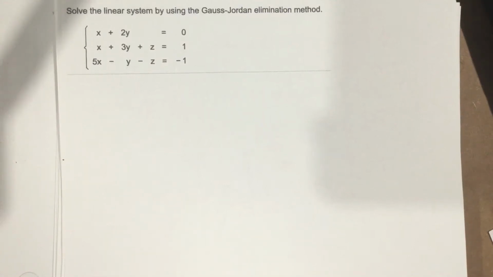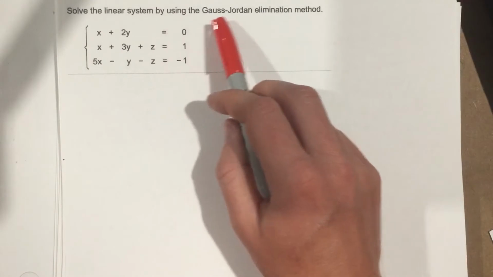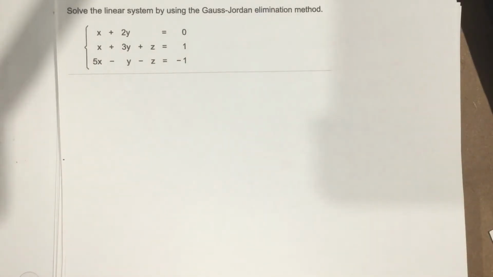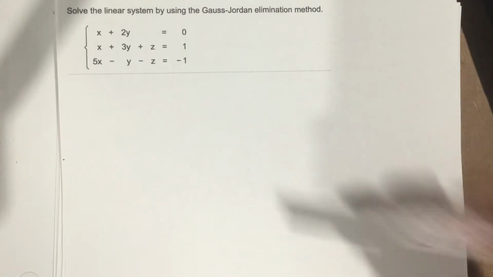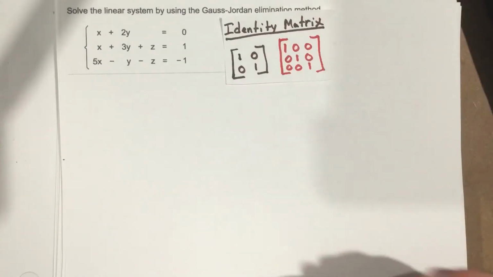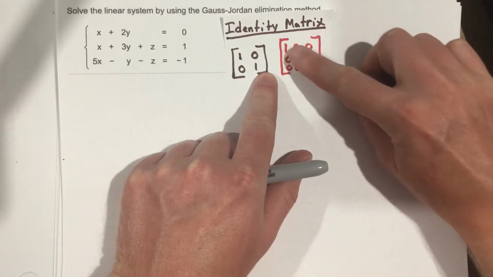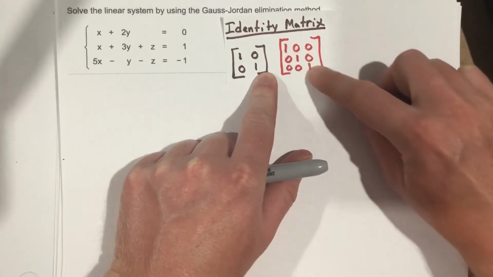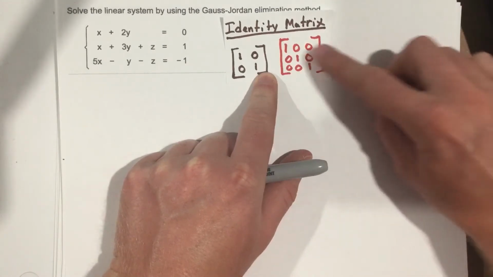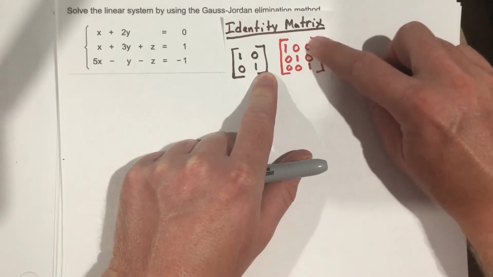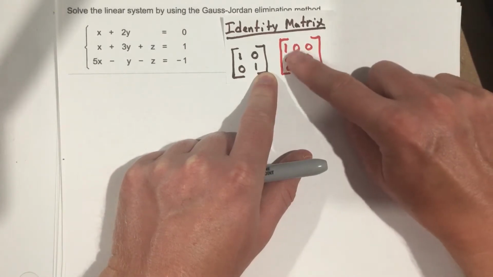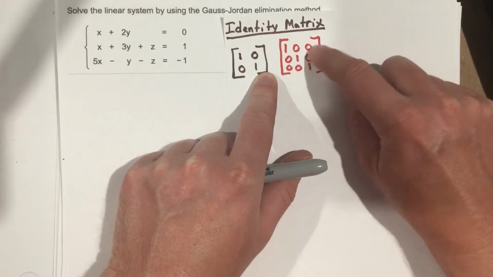This is problem number 4 from section 9.4. And this problem says solve the linear system by using the Gauss-Jordan elimination method. In Gaussian elimination, we got the bottom left 3 zeros and then the middle ones down the diagonal, but we left these ones up here as just whatever numbers they were. In Gauss-Jordan, we're going to get the bottom left to be zeros and the top right to be zeros.